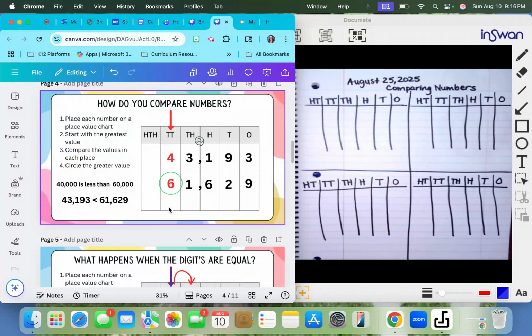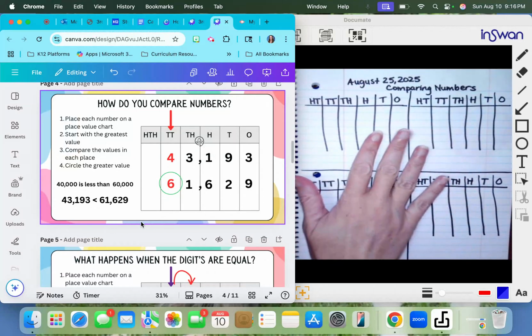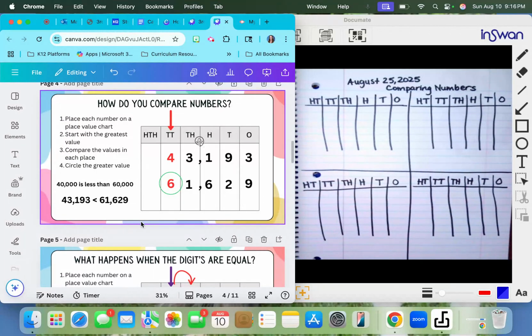When we compare numbers, we want to use our place value charts like we have ready in our journal. Our strategy is to begin by placing each number on the place value chart, and we just stack our numbers on top of each other, lining up the digits in the correct places. Then we start with the place that has the greatest value. So if we look at the two numbers that I am comparing today, the place that has the digits with the greatest value would be the 10,000s place. So that's where I would start.